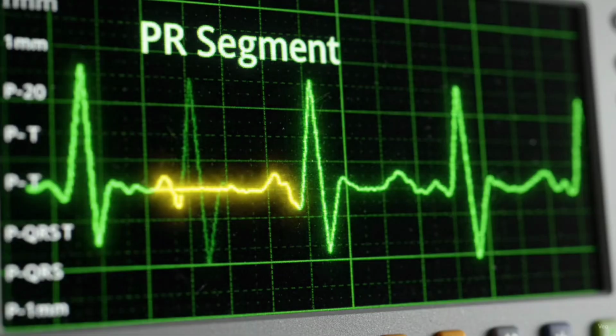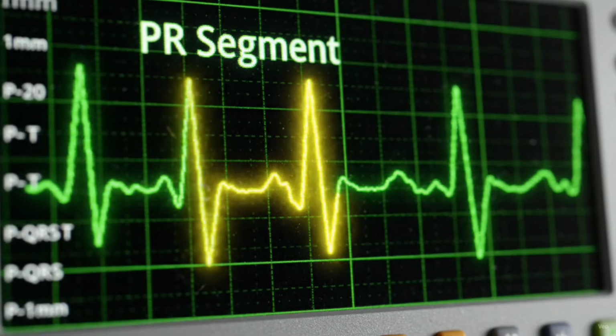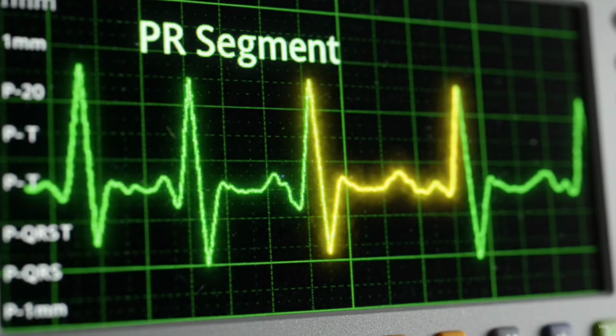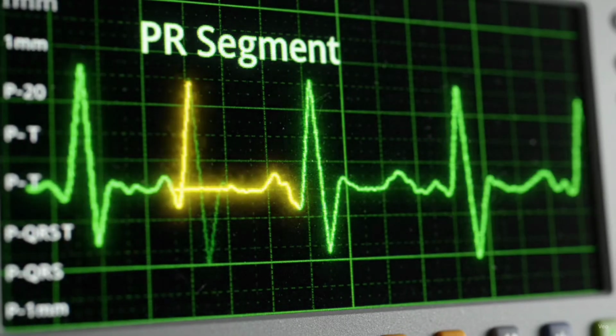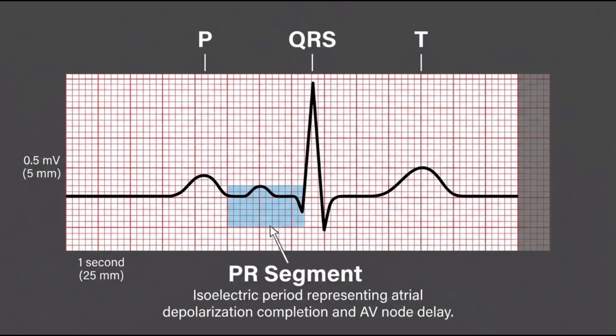What is the PR segment? The PR segment is the flat portion between the end of the P wave and the beginning of the QRS complex in the ECG. The PR segment represents impulse conduction through the AV node, bundle of His, and bundle branches.